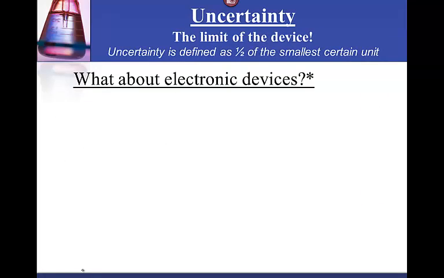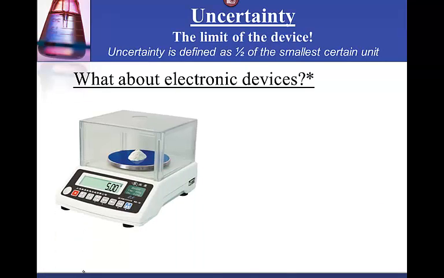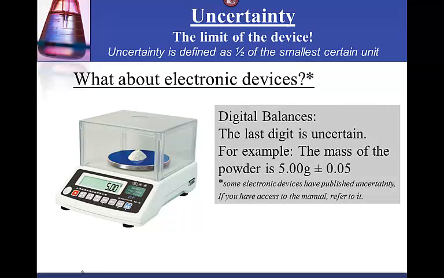Now, electronic devices I briefly mentioned. The most common one we deal with in biotech is our balances. Our balances in our biotech class go to the hundredths place. Obviously, you can't estimate beyond the hundredths place. So the last number on a digital readout, the hundredths place, would be our uncertain digit.